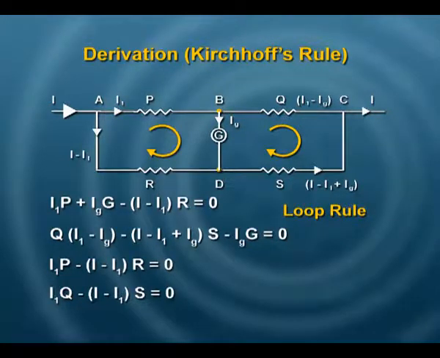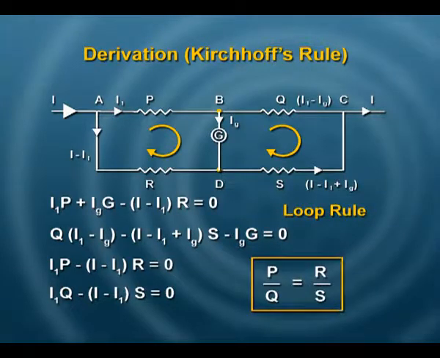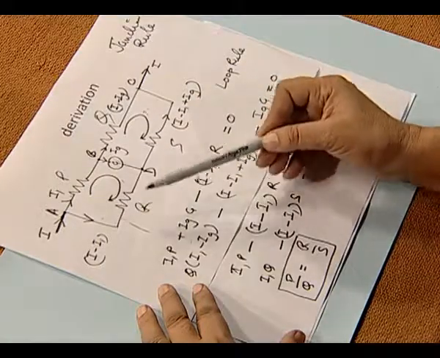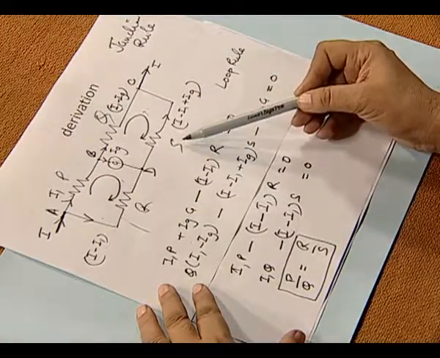Finding the ratio of these 2 equations, you will get the value P upon Q is equal to R upon S. This indeed is the requisite for a balanced Wheatstone bridge. That means the ratio of these 2 resistances must be equal to the ratio of the other 2.